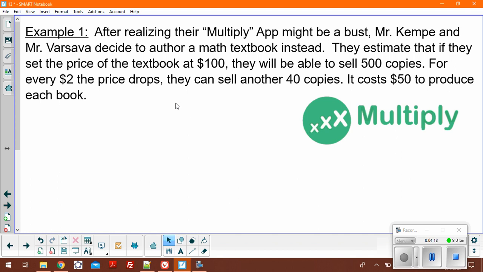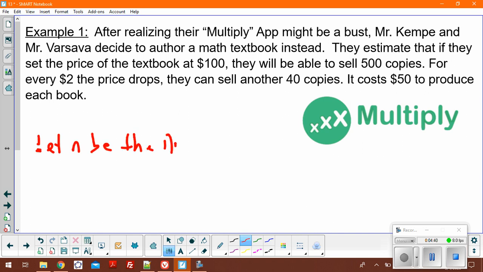Before I get into the details of what we're going to do here, you might remember doing a problem like this, maybe in the grade 10 course. What you would usually do here, because it's telling me about how I'm changing the price, is let n be the number of price increases or decreases. In this case, let's say it was drops, so decreases.